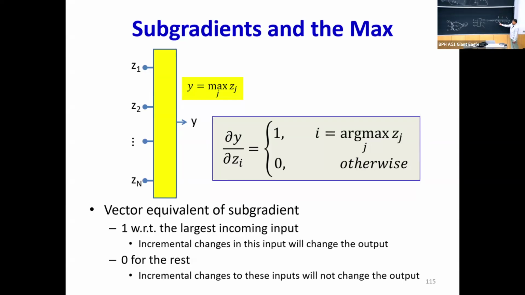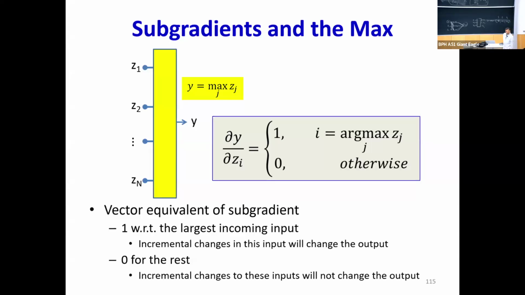3, okay. So if I perturb z1 by a little bit, will y change? So what is the derivative of y with respect to z1? 0. If I perturb z2? 0. If I perturb z3? 1, because any perturbation of z3 is going to result in an instantaneous change of y.